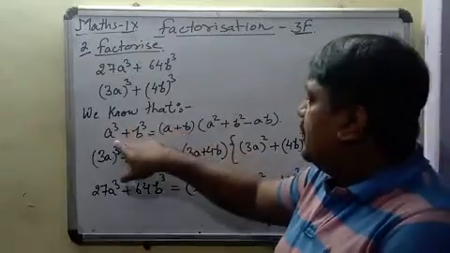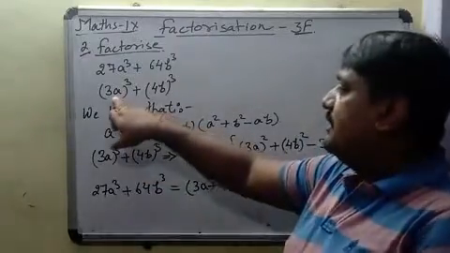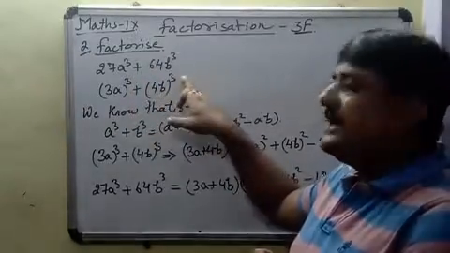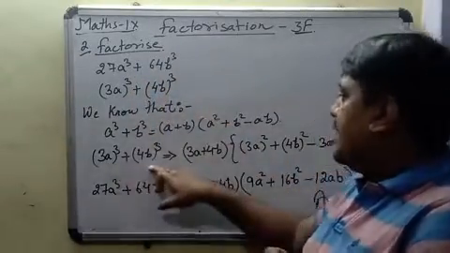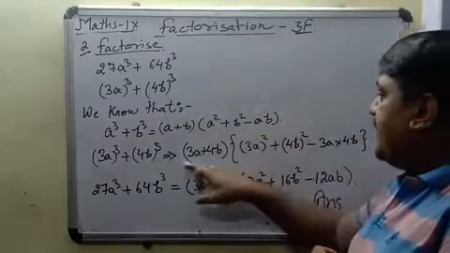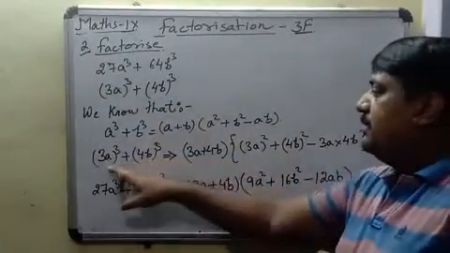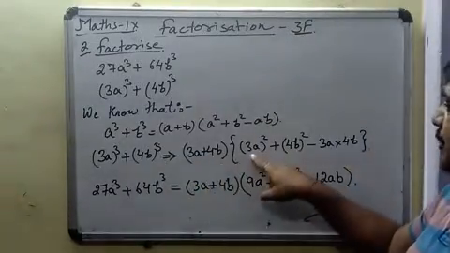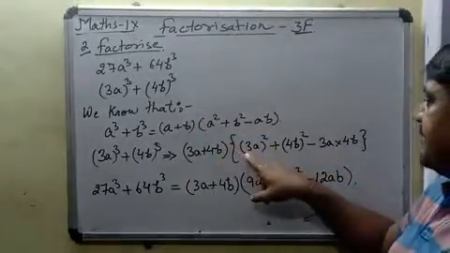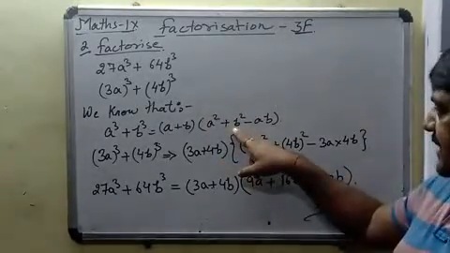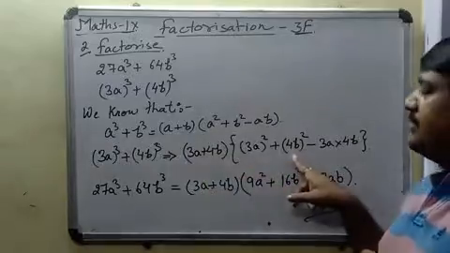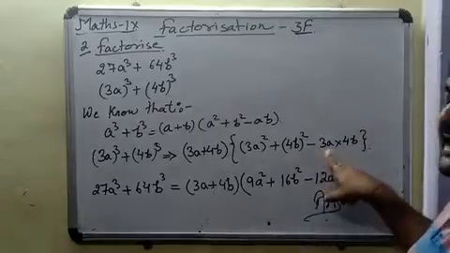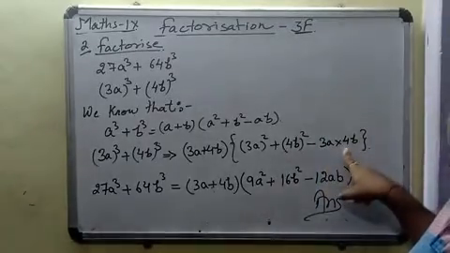And according to this formula, this is working as our a, and it has a cube. This is working as our b, and it has a cube. So we kept it over here, and according to this formula, we placed the values of a and b from these two. So in the first bracket 3a plus 4b; in the second bracket, a square was there, so I made it 3a whole square, then plus b square, so plus 4b whole square, minus a into b, that means minus a stands for 3a and b stands for 4b.